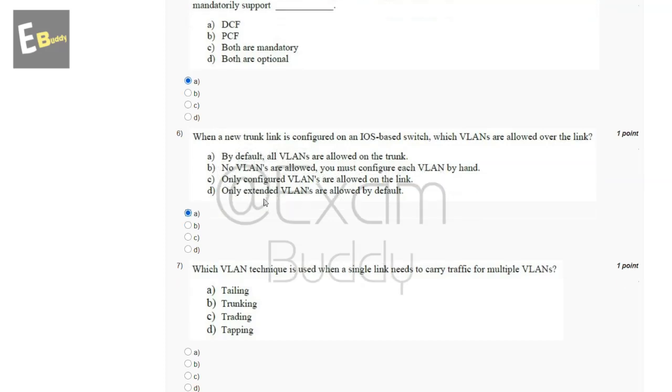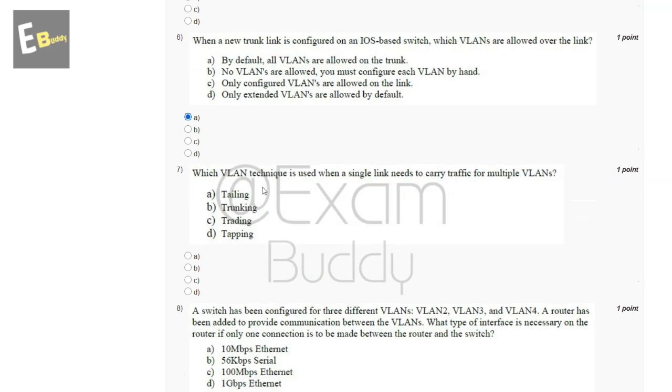And now let's go to our question number 7. Which VLAN technique is used when a single link needs to carry traffic for multiple VLANs? So these are the options, and the answer of our seventh question is B, trunking. And now let's go to our question number 8.